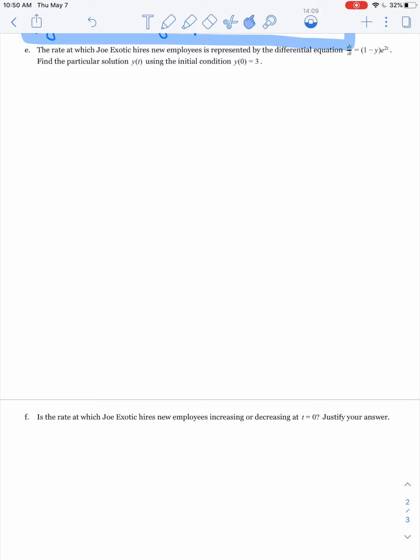So let's look at part E. Part E of this free response is saying that the rate at which Joe Exotic hires new employees is represented by the differential equation dy/dt equals the quantity 1 minus y times e to the 2t. And we're asked to find the particular solution y of t using the initial condition y of 0 equals 3.